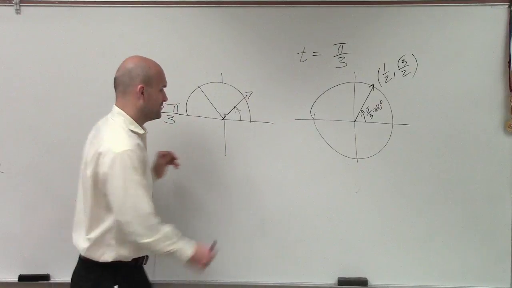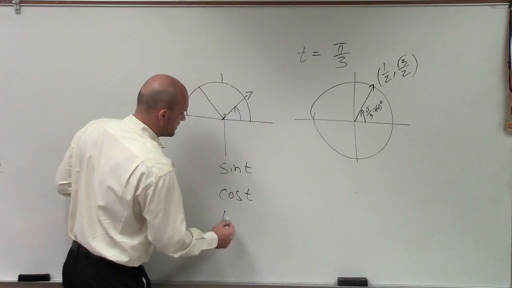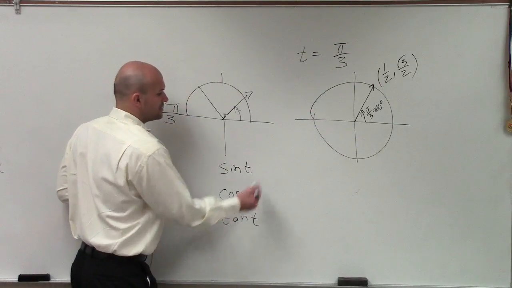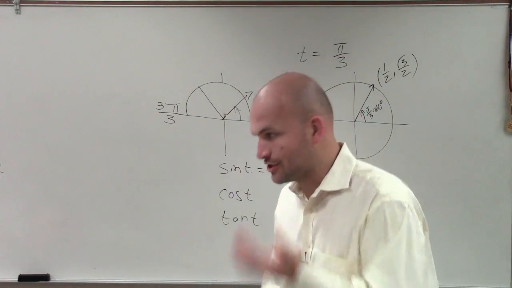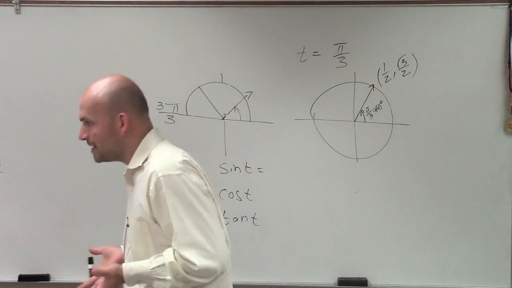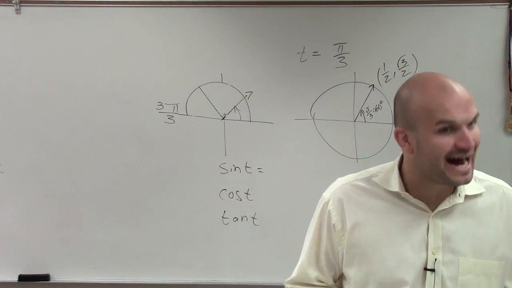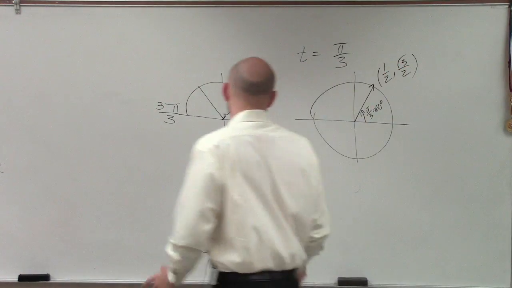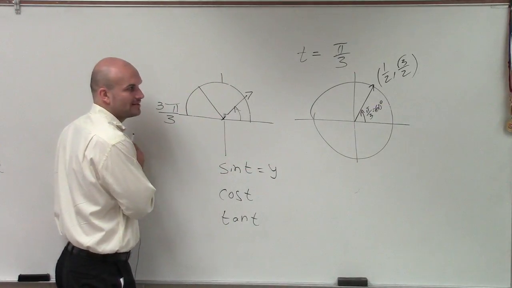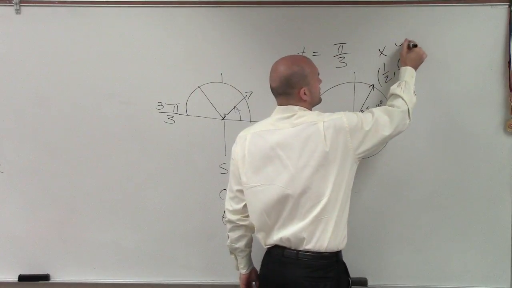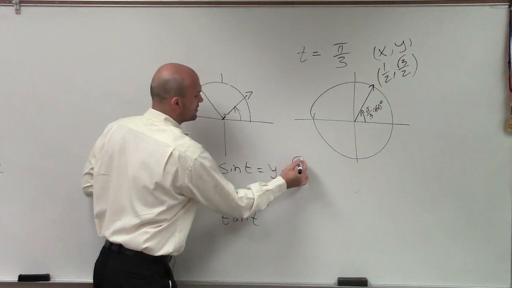So now what we need to do is evaluate the sine of t, the cosine of t, and the tangent of t. So if you guys remember, when we have an angle that gives us a point on the unit circle, the sine of our angle is equal to the y-coordinate of that point. So remember, a coordinate is written as an x and a y. So the y-coordinate is just square root of 3 over 2.